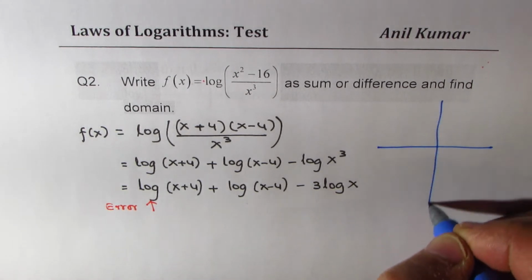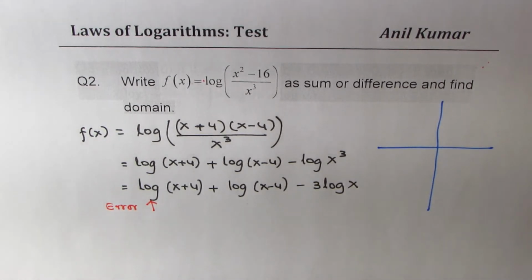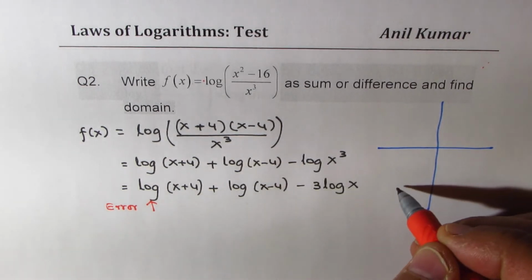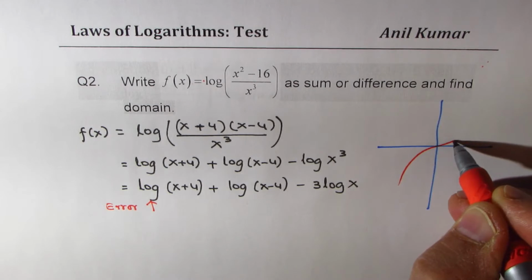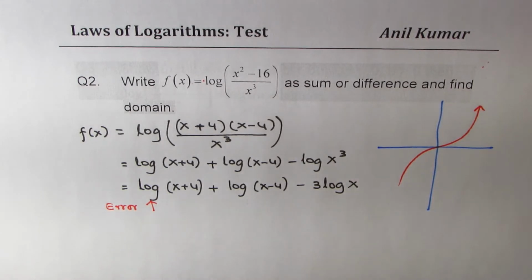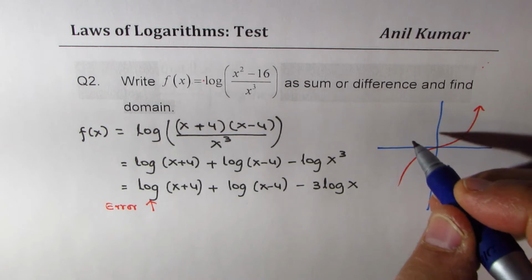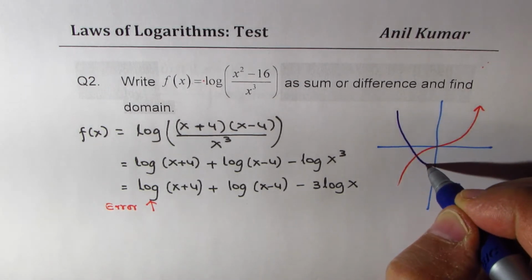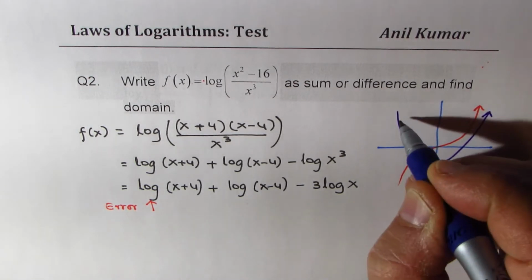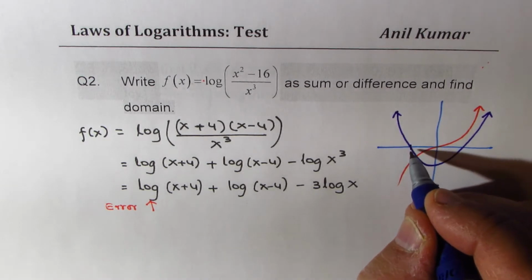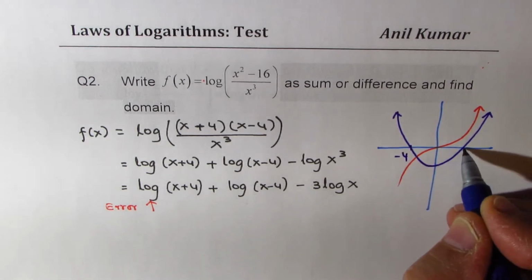So as far as the domain is concerned, I prefer to sketch the graph and find out the domain. X cubed is a function which will be kind of like this, right? And the parabola will be, let's sketch it like this. Okay, so that becomes the parabola where these zeros are at minus 4 and plus 4.